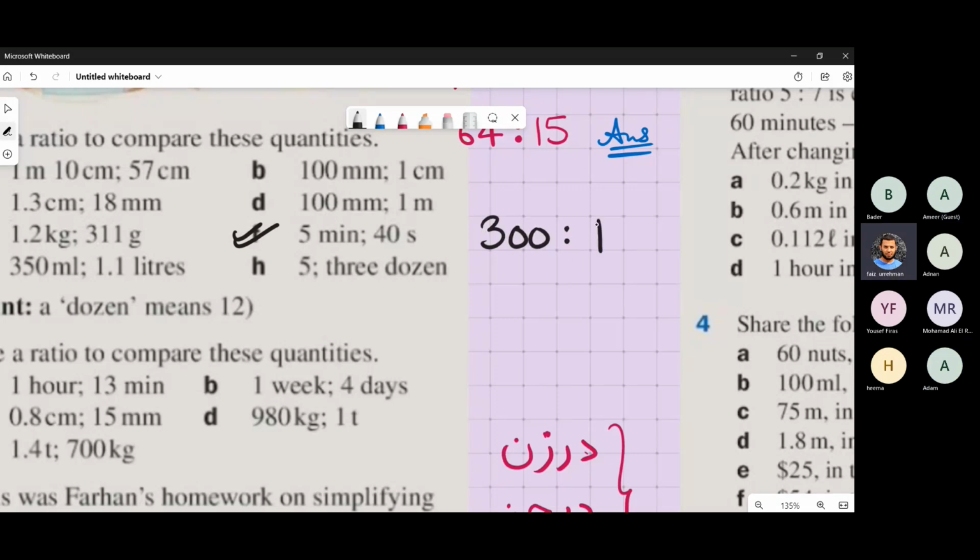Very good. And anything else possible? It can be simplified by 10. Take the zeros, so 30 to 4. Anything else possible? Divide by 15, to 2.